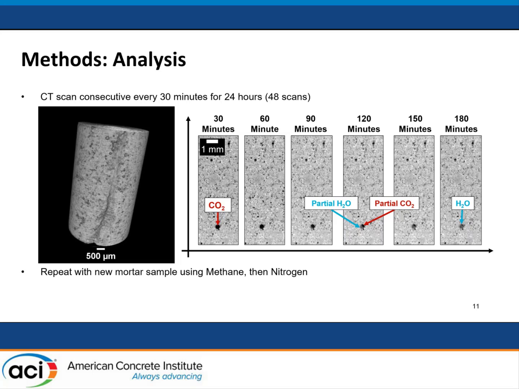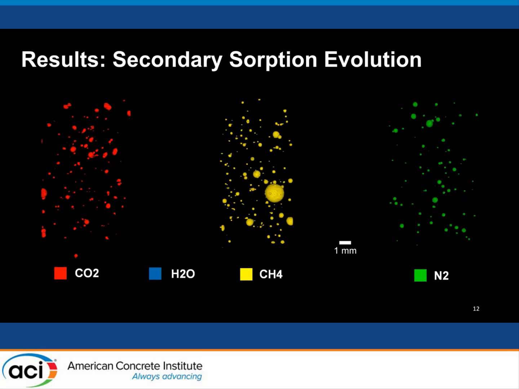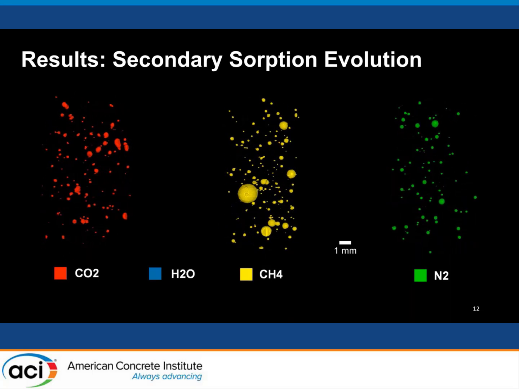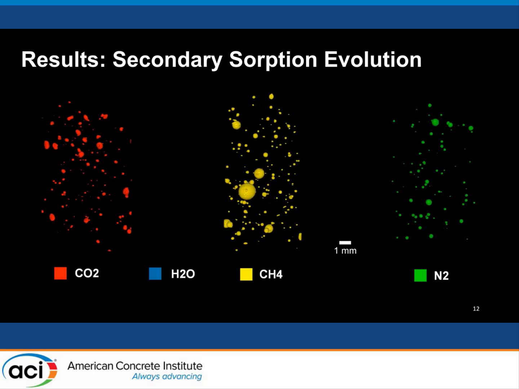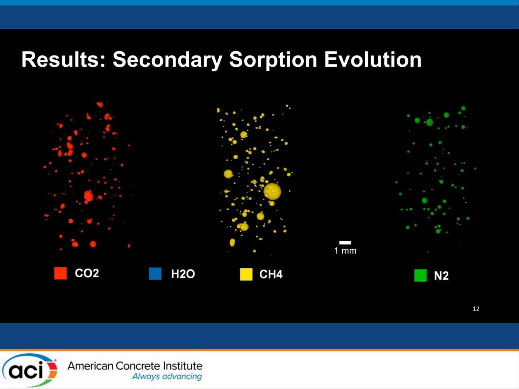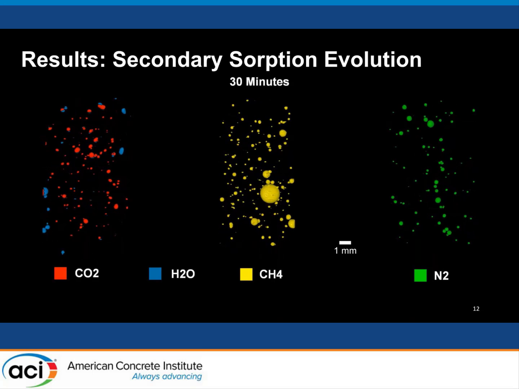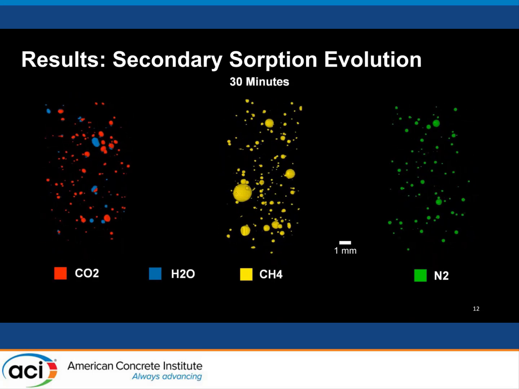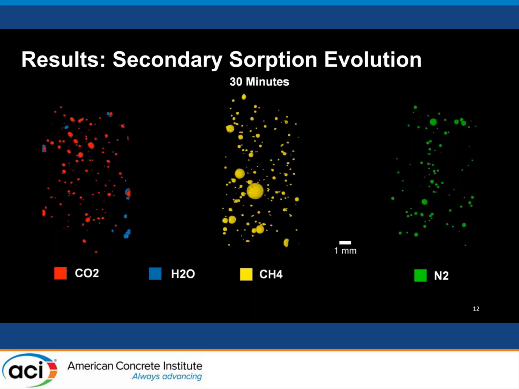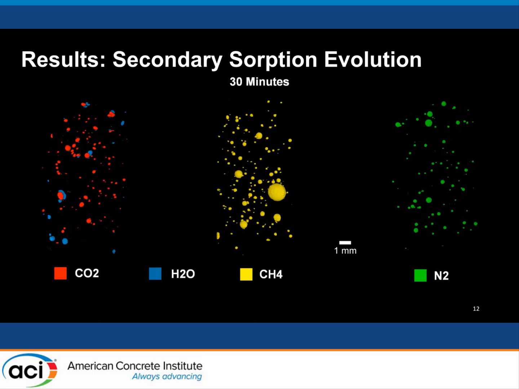So then I repeated this with a new mortar sample purged with methane, and then another third experiment with nitrogen. And then all experiment image processing was completed using ImageJ. So then here, what I'm showing is I've extracted the entrained void system out of each of my samples. So here on the left in red, we have the CO2 filled voids. In the middle, we have the methane filled voids. And then on the right in green, we have the nitrogen filled pore system.